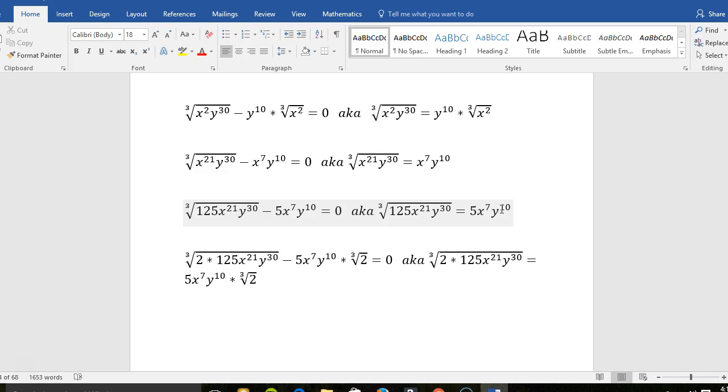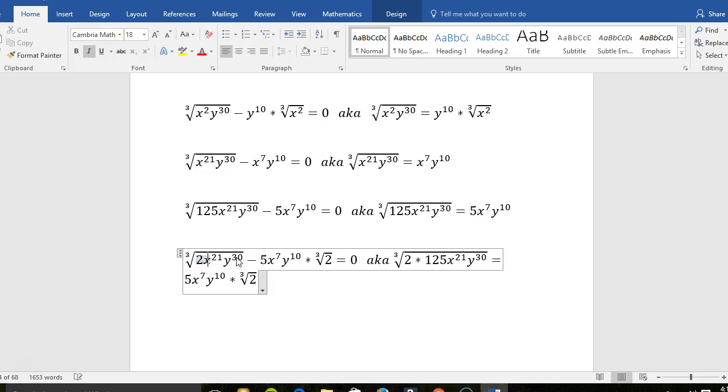Okay. Now, in the next example, I get a little sneaky. I use something that's not a perfect cube, but a multiple of a perfect cube. I use the number 250. Now, notice, let's go to the right first. We need to do this first. 250 can be thought of as 2 times 125. So I've got 250 times x to the 21 times y to the 30th. That's just 2 times 125 times x to the 21 times y to the 30. But notice that 125 comes out as 5. That x to the 21 comes out as x to the 7. That y to the 30th comes out as y to the 10th.